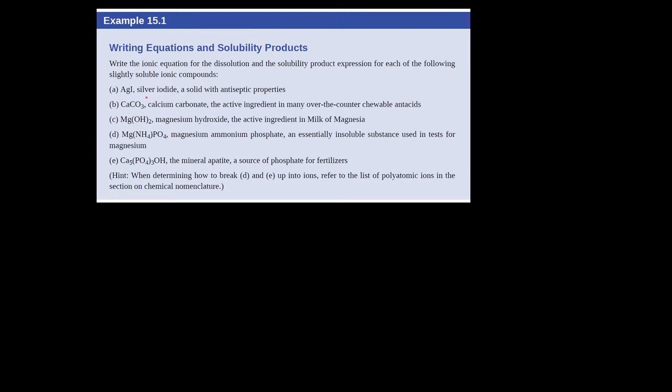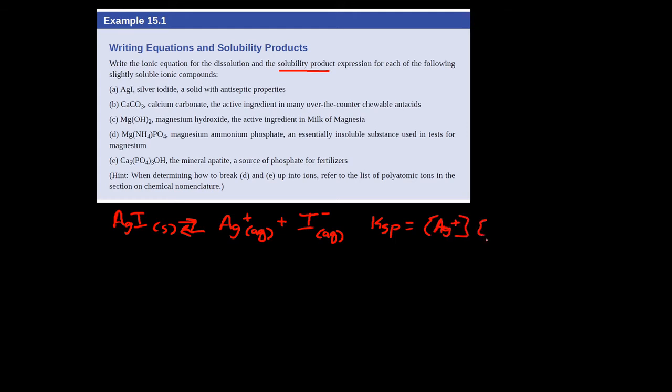So let's go ahead and practice writing the Ksp for these molecules here. This particular question is asking for the solubility product as well. So we're going to write the dissolution reaction, and then we're also going to write the Ksp. AgI is our first one here. This is silver iodide. So the reaction that's taking place is silver plus and iodide going into solution. And so Ksp for this particular reaction is just silver plus and iodide.